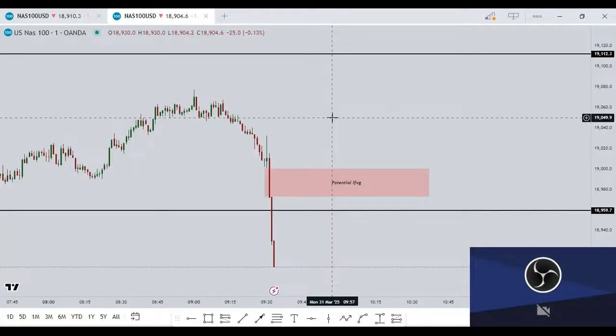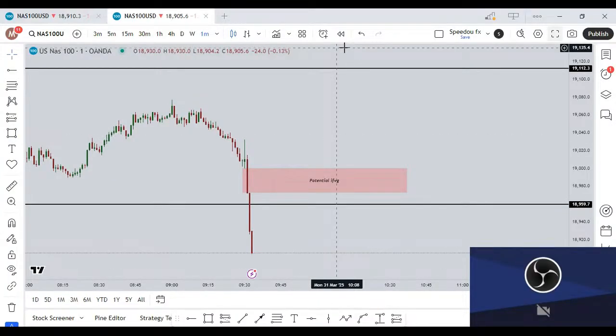Let me pull up SP500. I'll also be pulling up the CFD.